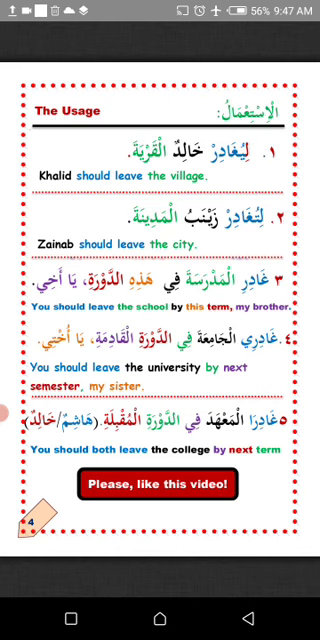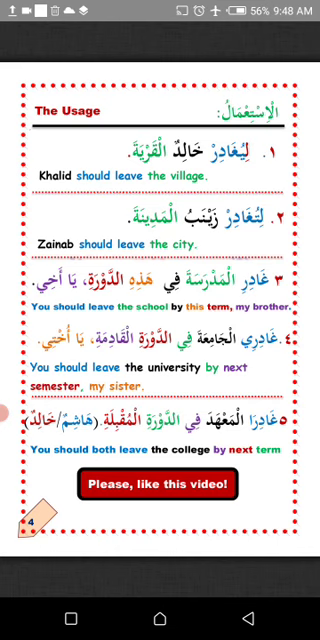أربعة, number four. غادري الجامعة في الدورة القادمة يا أختي. غادري الجامعة, leave the university. في الدورة القادمة, by next semester. يا أختي, my sister. غادري الجامعة, leave the university. في الدورة القادمة, by next semester. يا أختي, my sister.